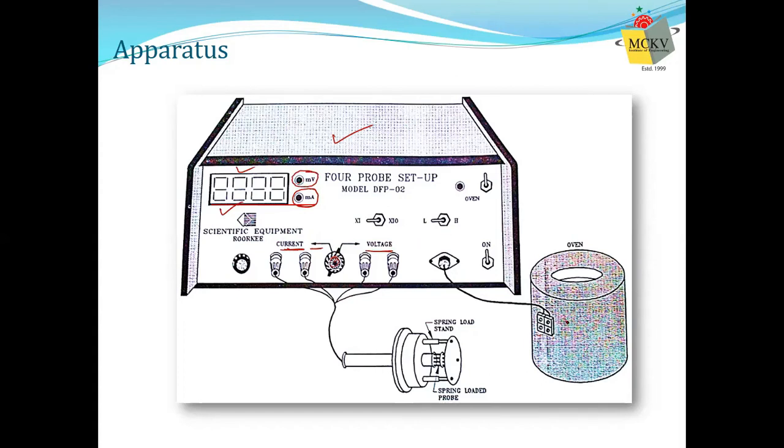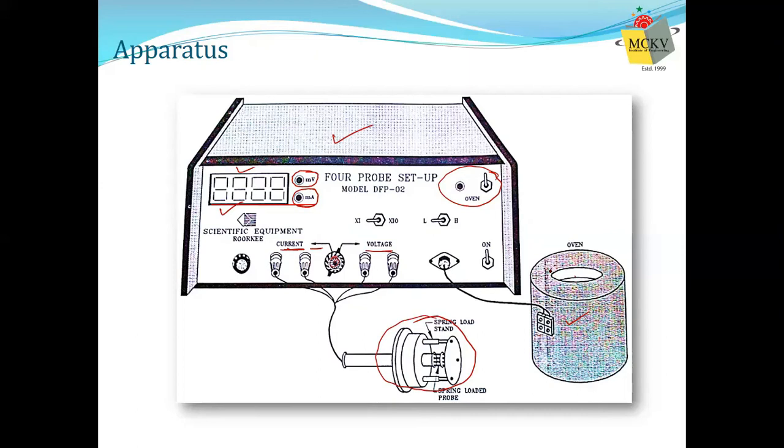There is an oven here, which can also be activated through this oven knob. What is the purpose of the oven? We need to supply that heat, because we need to change the temperature of the semiconductor. That's why we are using this oven. The whole setup, that is the material within the stand and the 4-probe arrangement, will be placed within this oven. When the oven is activated, it will automatically increase the temperature. At certain intervals, we will measure the temperature.